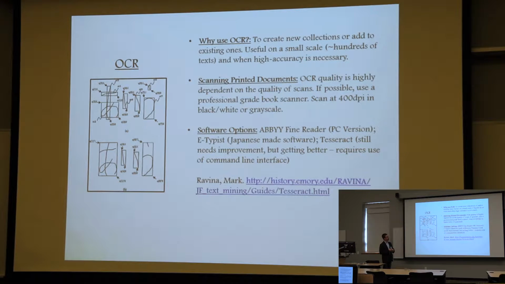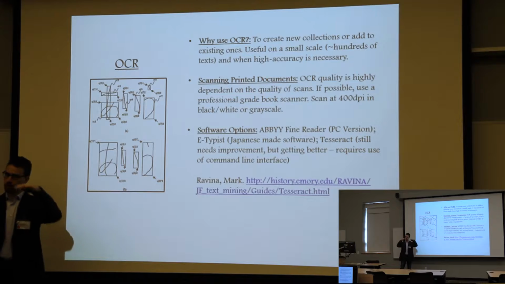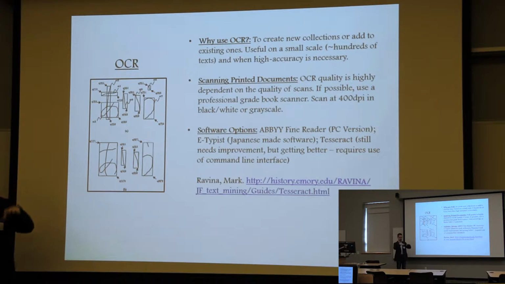OCR quality varies greatly with the quality of the scans. If it's possible, you want to use a book scanner, right? These are the overhead scanners that scan from above and thus eliminate some of the features of the book that get in the way of scanning. They'll eliminate the curvature of the pages and get rid of the spine in the middle. All of these things make a flatter image and thus make it much easier to do OCR. And typically 400 dpi is recommended.